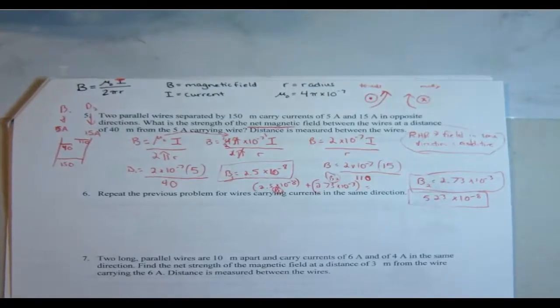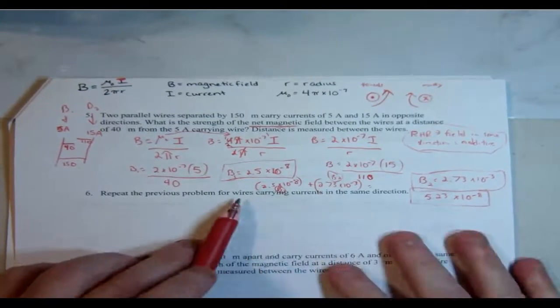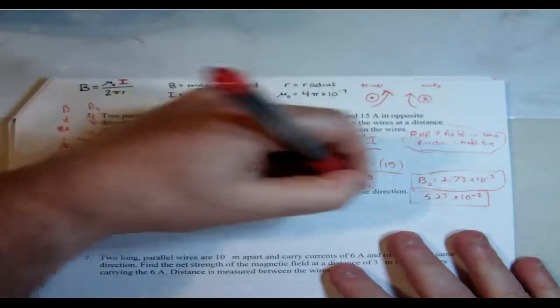Now, number 6. Number 6 is easy, a lot less work. Repeat the previous problem for the wires if the currents are in the same direction. For the wires carrying the currents in the same direction.